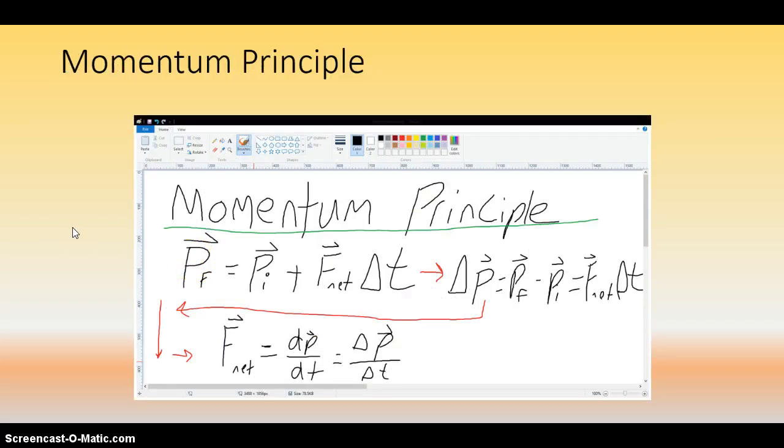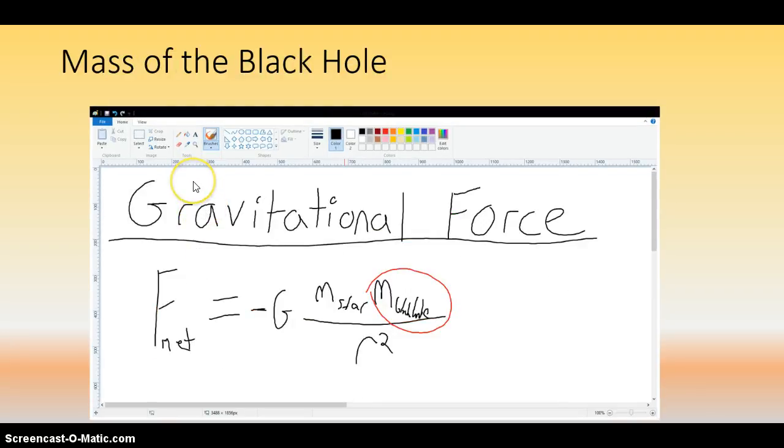How we plan on doing this is first by finding dp over dt using the momentum principle, so that later we can only have one constant to solve for, the mass of the black hole, in our gravitational force formula. We will already know the distance between the two, the mass of the star, the gravitational constant 6.7 e negative 11, and the net force from dp over dt.